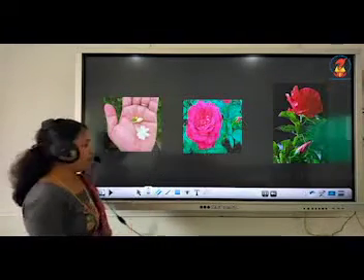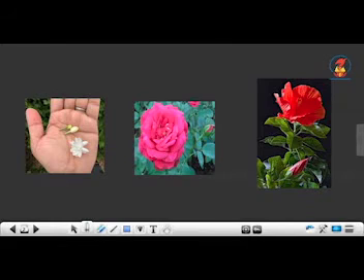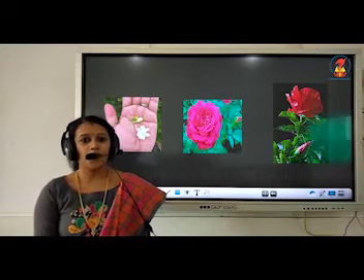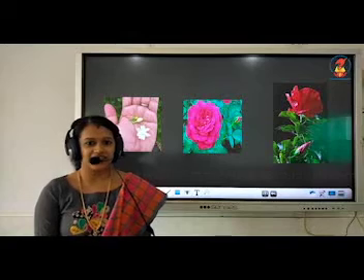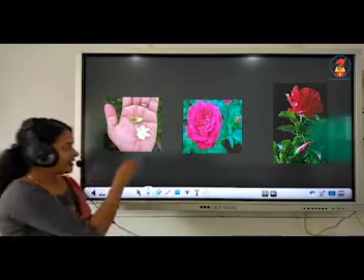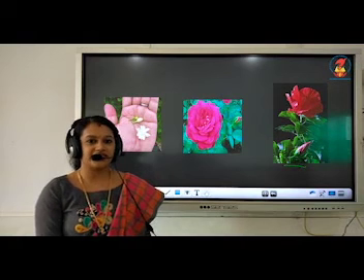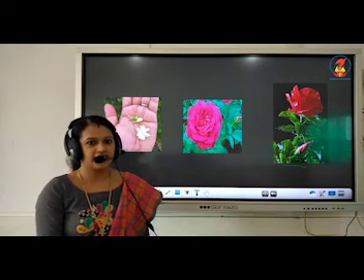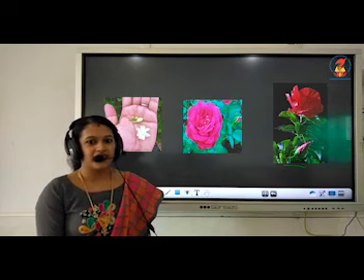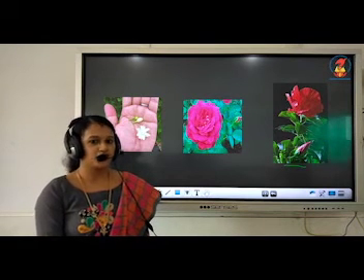So, how many of you have a garden at home? I hope most of you will be having a garden at home. So, just look at these pictures. All these are pictures of different flowers. Can you name these flowers? Yes, jasmine. Yes, there is rose and there is shoe flower. So when you come to school itself, you must have seen a lot of shoe flowers, isn't it? Outside our school campus, you can find a lot of shoe flowers.